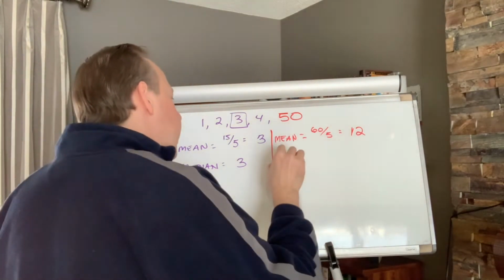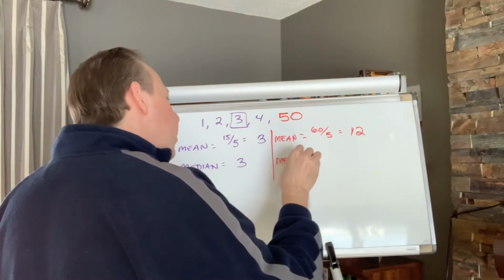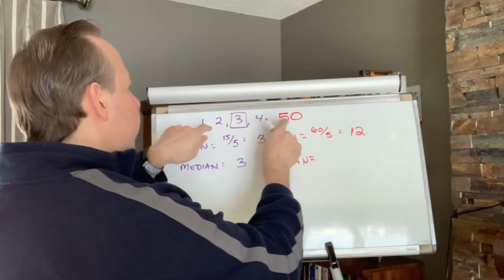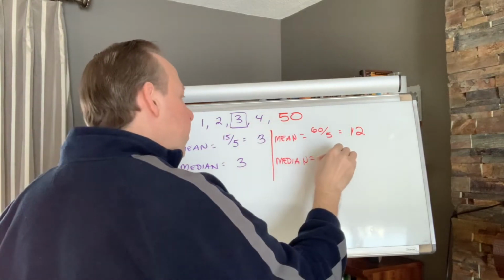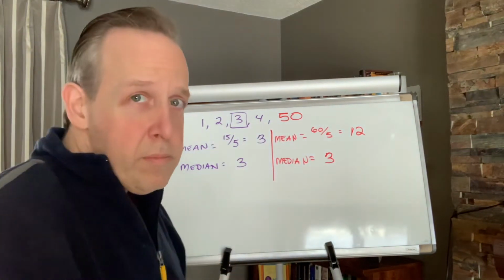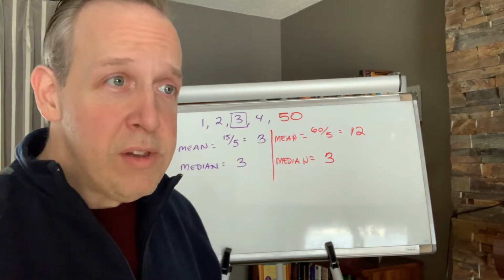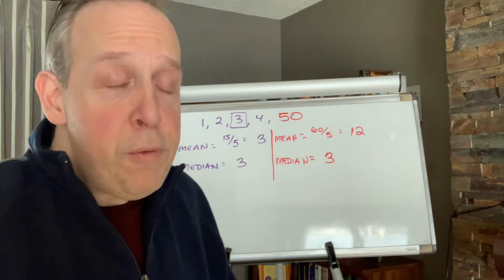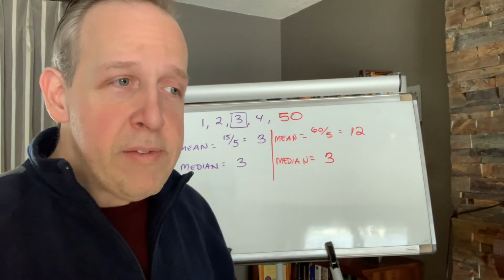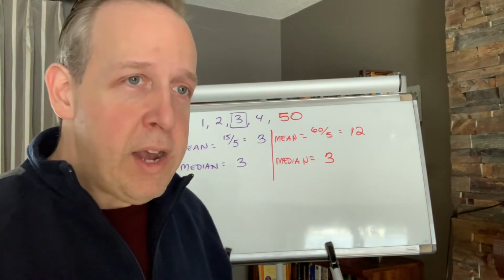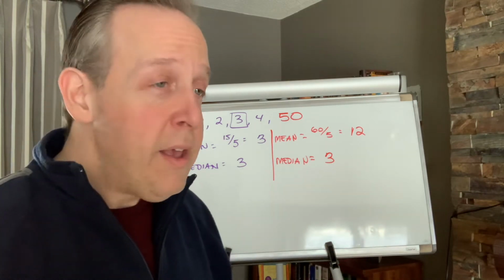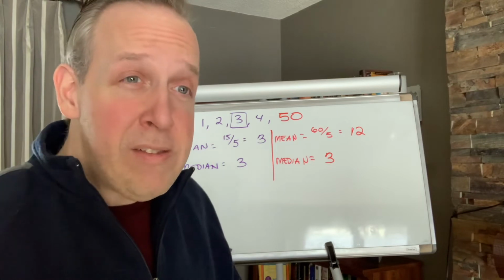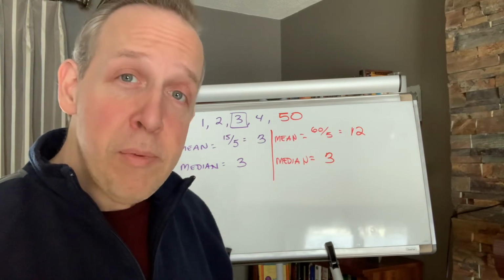Let's refigure the median also. Maybe it's also 12. Let's see, the median, we're going to count in. So 1, 50, 2, 4, it's still 3. The median didn't care at all that the outlier was there. It had no bearing on the median because the outlier, the high number, is still the high number. 5 was the high number before. 50 is the high number now. I could have made that 5 million. It still would have had the same median of 3.